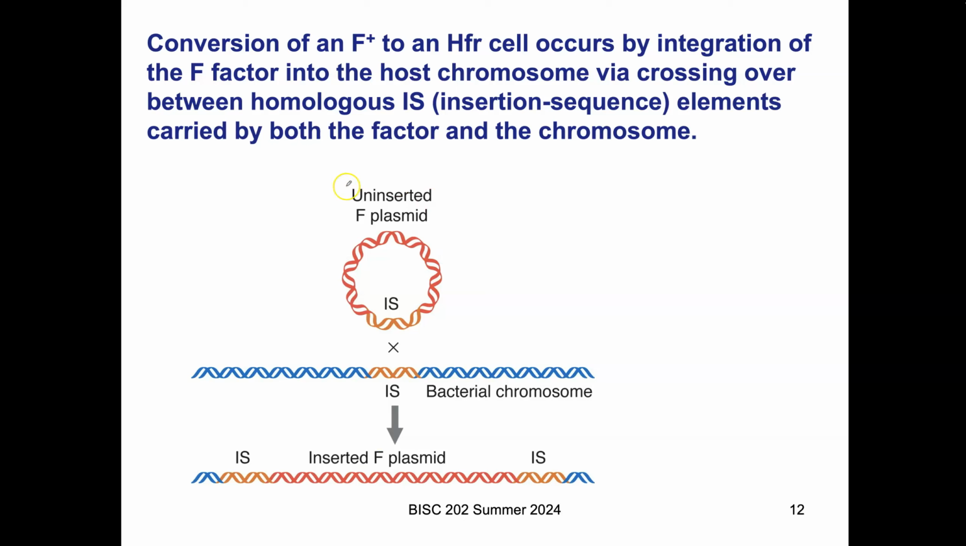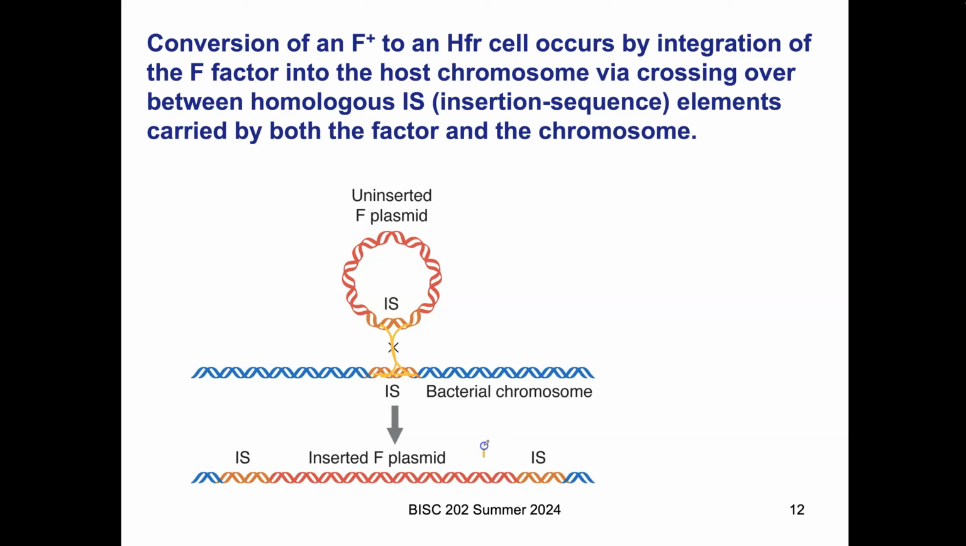So making these Hfr cells is when an F plasmid that has an insertion sequence finds another insertion sequence. There's a whole bunch of these around the bacterial chromosome. And then there's a crossover between two circles that just joins them together. And now you've got a great big circle with the little F plasmid inserted in it. This happens with a small frequency, and we have a number of strains that have this.